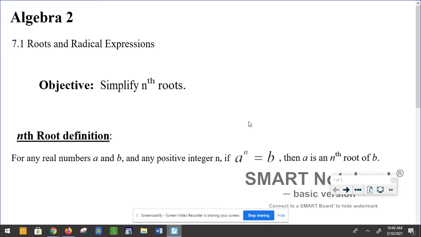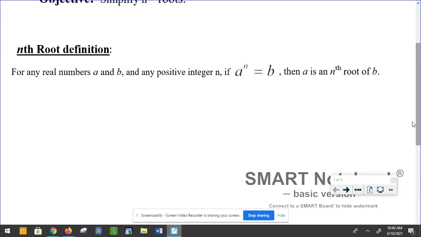So the objective today is we're simplifying nth roots. The reason why we're talking about nth roots instead of square roots is we're talking about more than just one kind of root. You're probably more familiar with square roots at this point than anything, but we'll talk about some cube roots and even some fourth roots in this lesson.